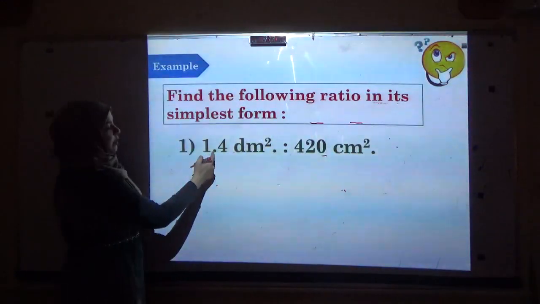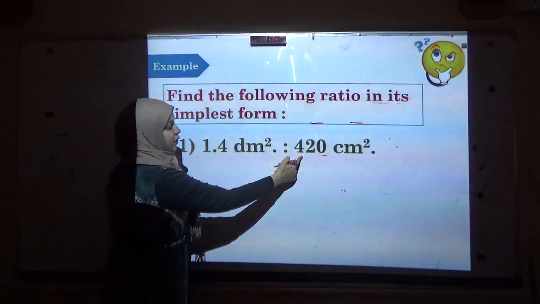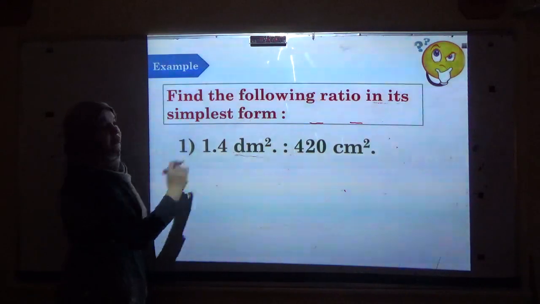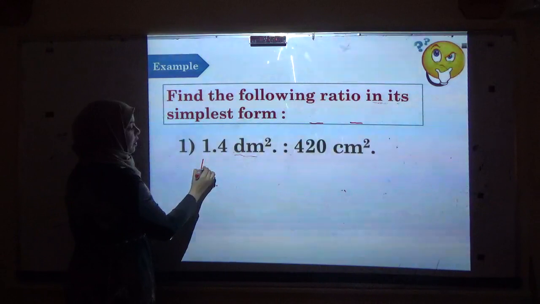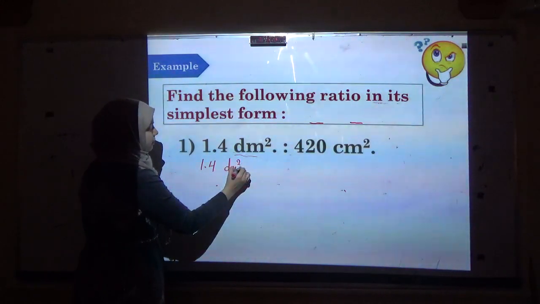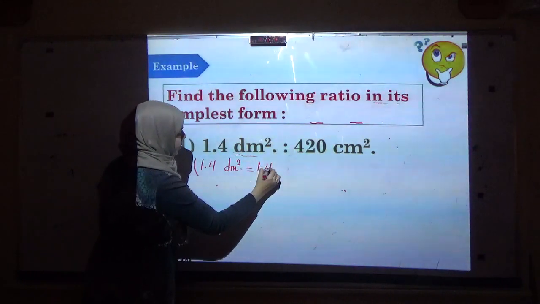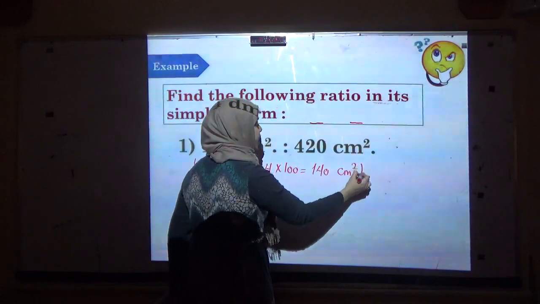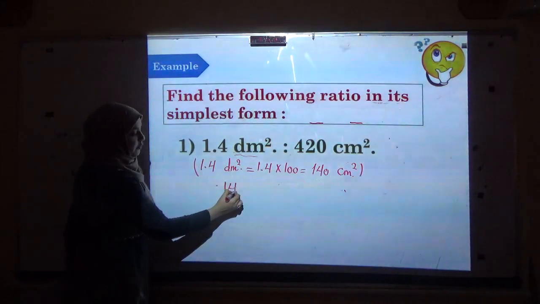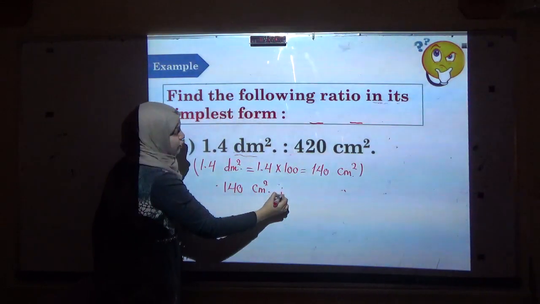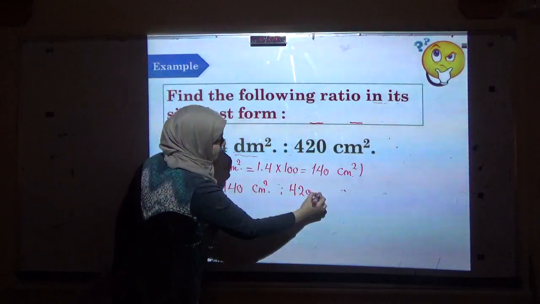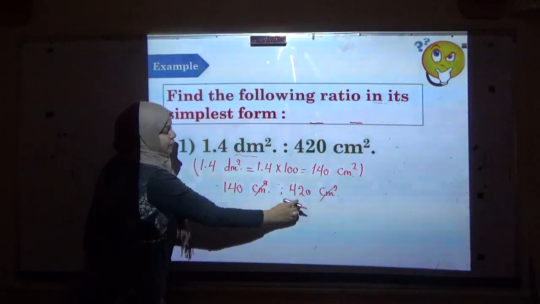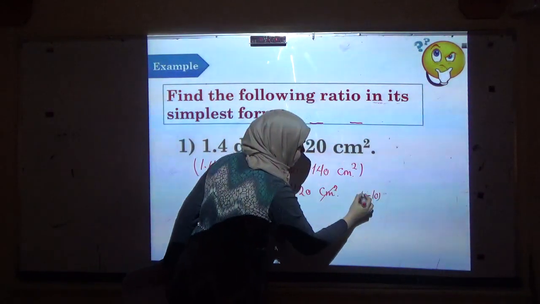Now simplify 1.4 decimeter squared to 420 centimeter squared. Here we will convert this decimeter squared to centimeter squared by multiplying 1.4 by 100. 1.4 multiplied by 100 equals 140 centimeter squared. So 1.4 becomes 140 centimeter squared to 420 centimeter squared. Now cancel these two units and divide the two terms by 10.